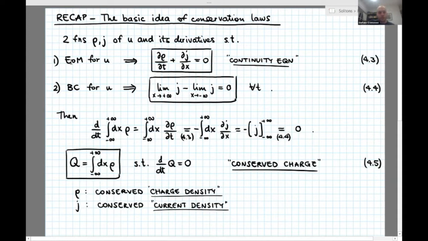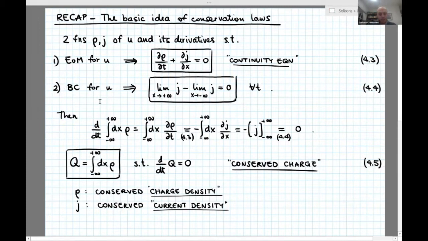So first of all, we would like the equation of motion for the field U, say the sine-Gordon equation or the KdV equation or any other wave equation that we might consider, to imply a partial differential equation, which is known as the continuity equation. So that's a statement that the partial derivative of rho with respect to time plus the partial derivative of j with respect to space x is equal to 0. So that's the first condition.